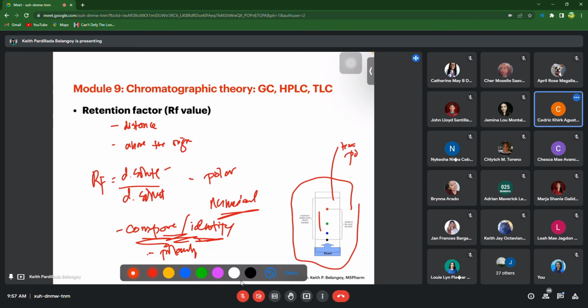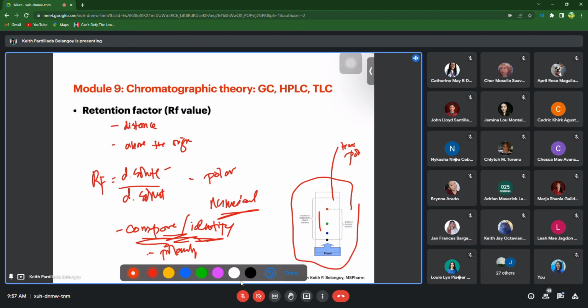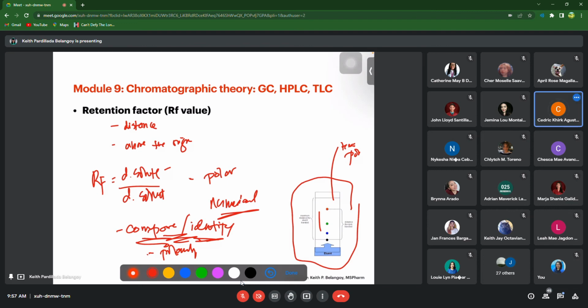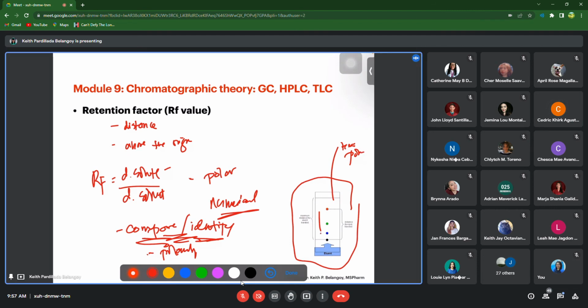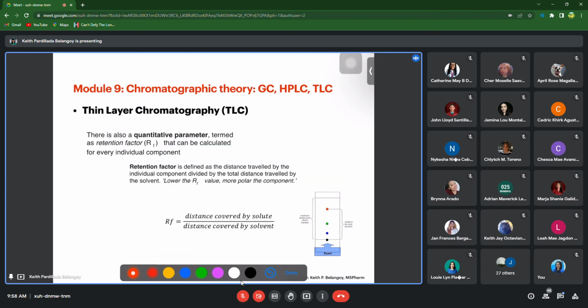Okay. So, which one has the smaller RF value, the blue or the red? The blue. Okay. And the red one has the higher RF value, which tells you that it is less polar. So it is a quantitative parameter, your retention factor. There are many terms: retention factor, retention value, retention time. It is the distance covered by your solute and covered by your solvent.